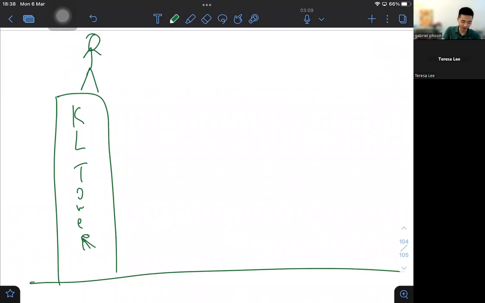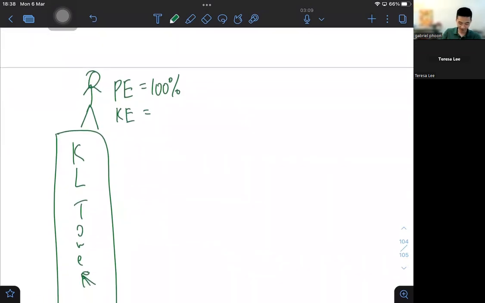So let's imagine today I'm standing on top of here. My potential energy would essentially be at 100%, right? Because I'm standing at the highest point of my life, or maybe the lowest point. Since I haven't jumped, I haven't got the courage to jump yet, right? So my kinetic energy is obviously 0% because I haven't moved yet, right?